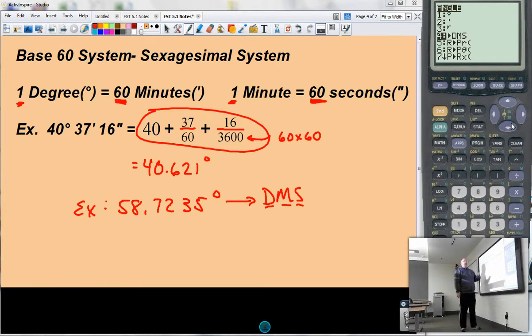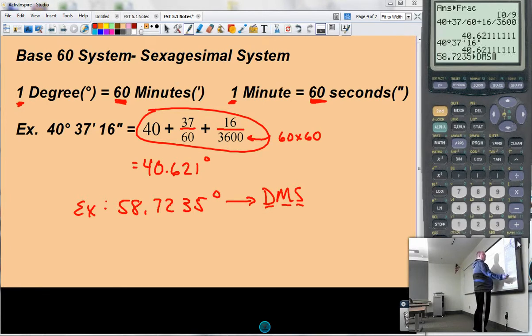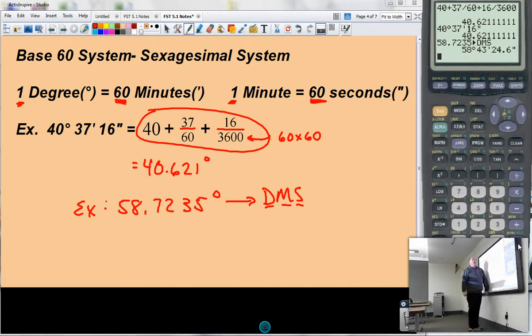And what this will do is it'll take any decimal and convert it to degrees, minutes, and seconds. So if I take 58.7235, arrow DMS, I have 58 degrees, 43 minutes, and 24.6 seconds. Okay? Kind of nice. Whew. You guys good so far?